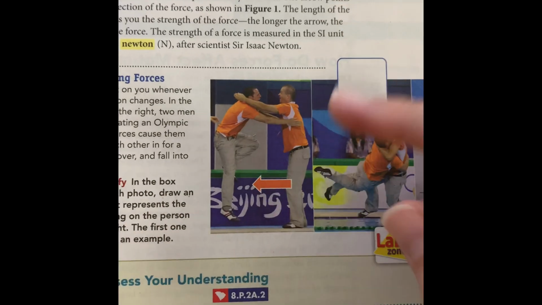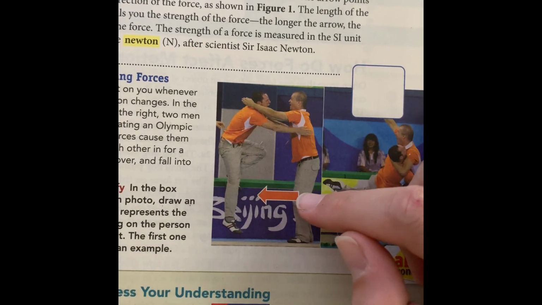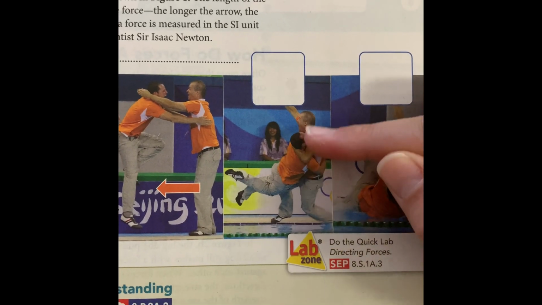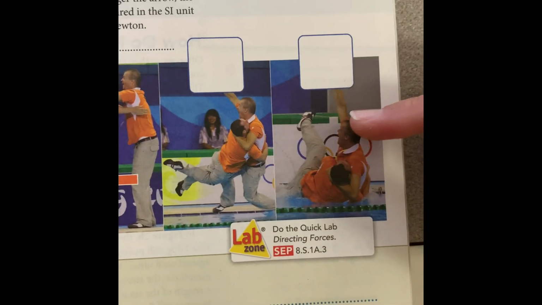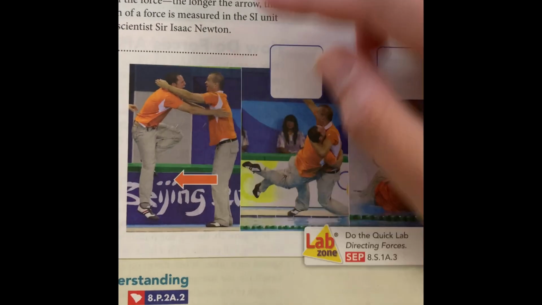Okay, so this one's done as an example. This guy is being pulled in by this guy. So the force is to the left. Now you need to show the force that's on this guy in this box. So always looking at the guy that is on the right.